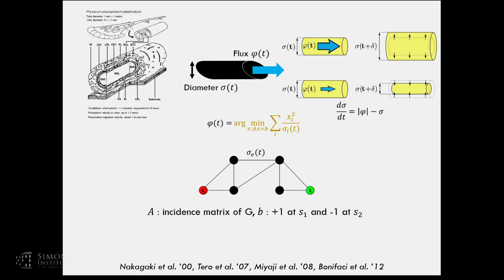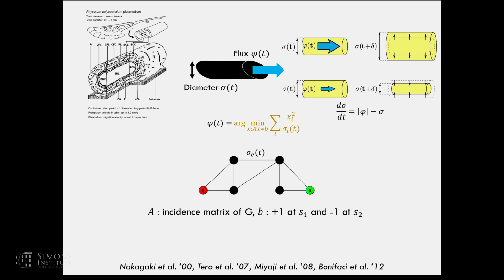And you may ask how the flux is computed. Well, you can argue using simple fluid dynamics that if you fix the diameters to sigma i's, then the flux is nothing but a least square problem, which is the following. So you can arrive at this from completely physics considerations.